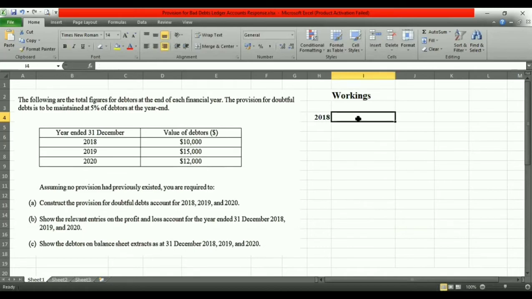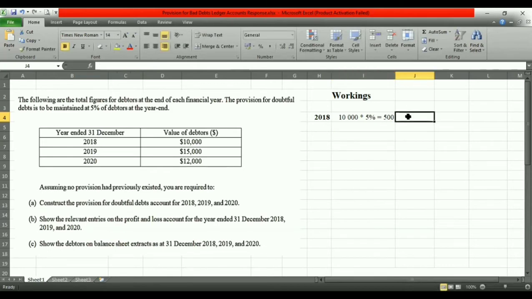And in order to do your calculation, it is your debtors value that you're calculating the rate of the provision on. So that's 10,000, which is your debtors value for 2018, times the provision rate of 5% that is given. And that gives us a value of $500. So 10,000 times the rate of 5% given to us in the question gives us the value of 500. So that is the balance of the provision for that year.